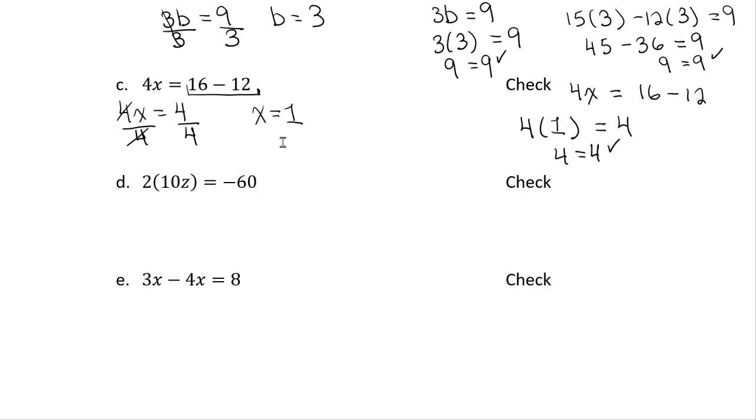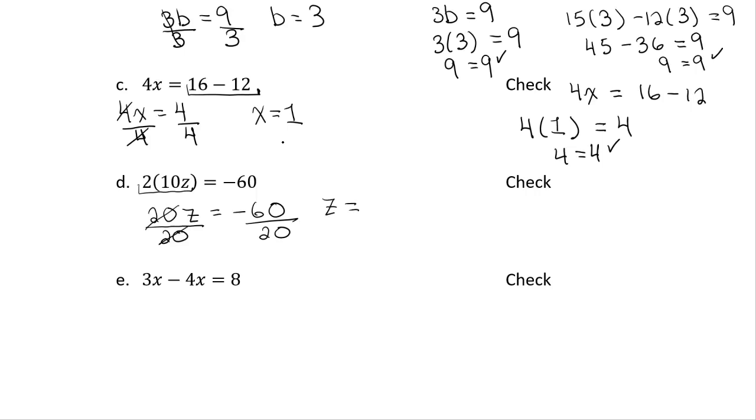All right, so for D, I need to combine my like terms. No, I don't. I need to simplify, which in this case, if I had addition or subtraction, it would be combining like terms, but it's just multiplication. So I have 2 times 10z, which is 20z, equals negative 60. Now that's multiplying the z by 20, so I have to divide by 20 to get it by itself. Do that to the other side.